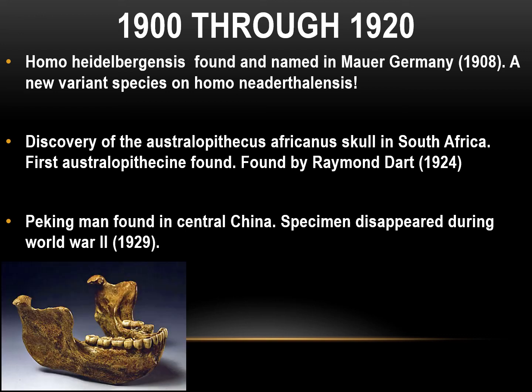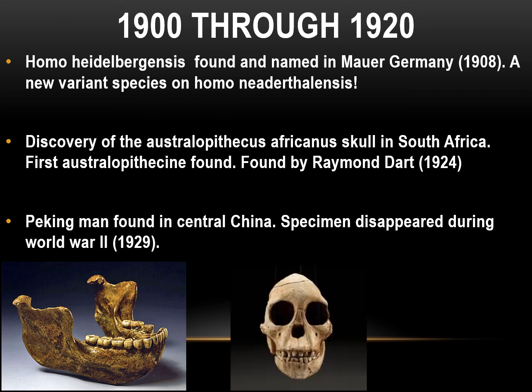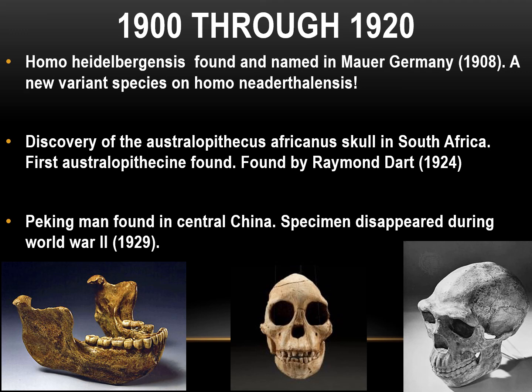So this is showing you in the left picture the Mauer jaw here. In the middle picture, we have the Taung child, right, which is a juvenile Australopithecus africanus specimen. And in the far right picture, we have one of the only known photos of the Peking man specimen.